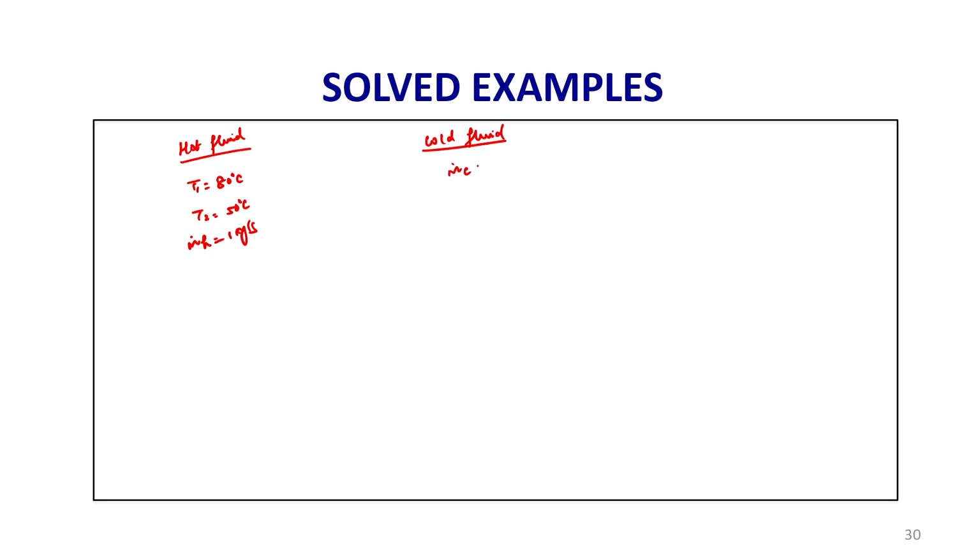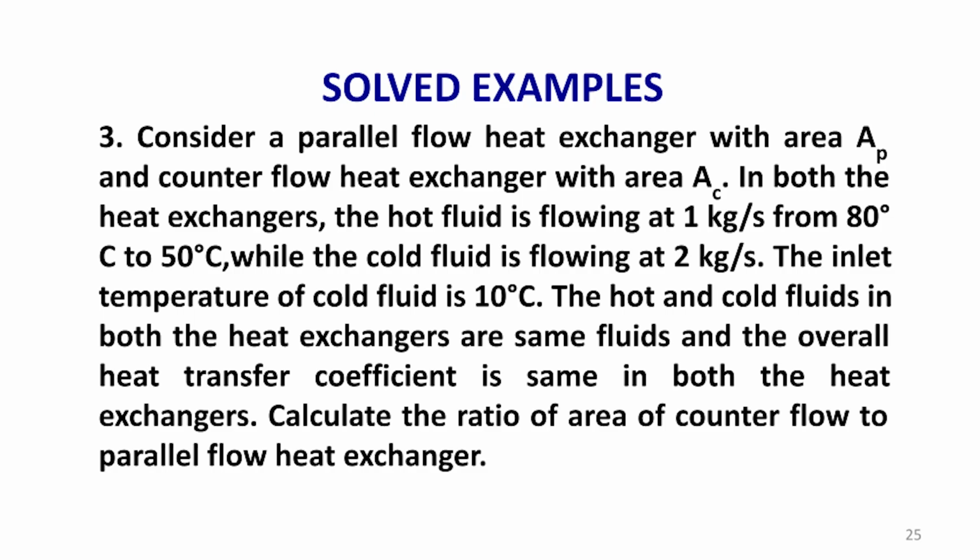The mass flow rate of the cold fluid is given too. If you see the question, the cold fluid is flowing at 2 kg per second. Inlet temperature of the cold fluid is 10 degree centigrade. The hot and cold fluids in both the heat exchangers are the same fluids. Overall heat transfer coefficient is the same in both parallel and counter flow. We have to find the ratio of the area of counter flow to that of the parallel flow, that is AC by AP.